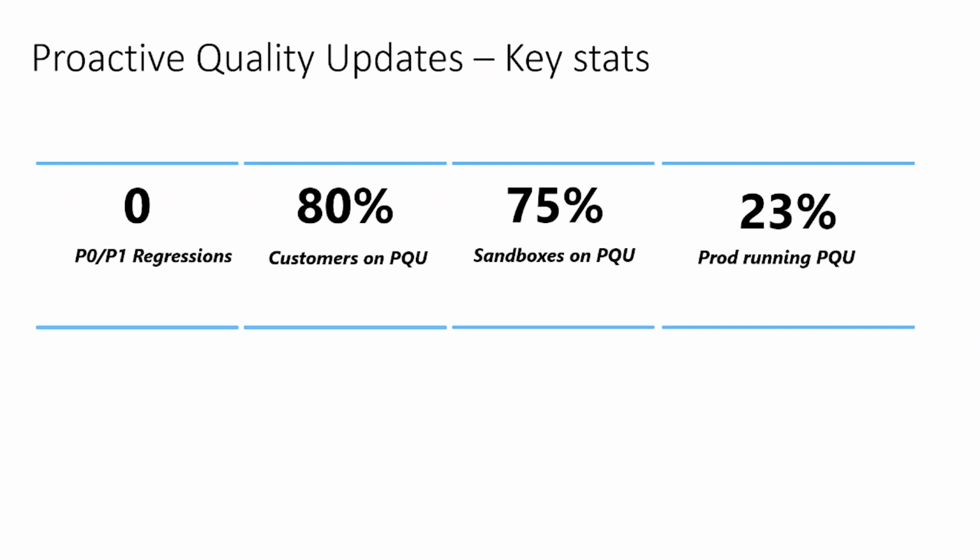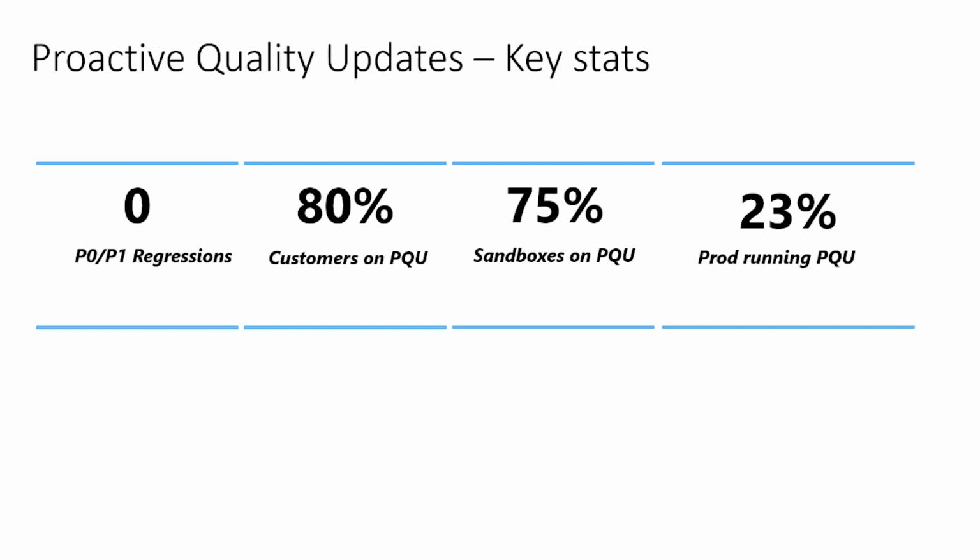But if you look at the data, at this point 25% of production environments are already running proactive quality updates, because these updates could be promoted as part of changes to a production environment. So even with that, we still continue to see zero P0 or P1 regressions, so no major regressions at all up until this point, or anything known, so to speak. This data has been collected over the past 3 months, and so far it's very, very encouraging.